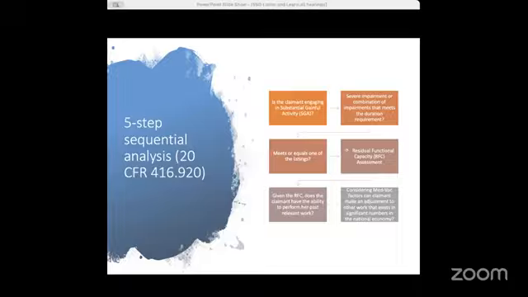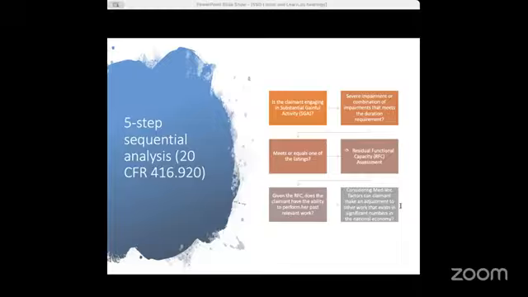So if the answer is yes, you can still do your past work, then they're going to find that you're not disabled. But if the answer is no, you cannot still do your past work, you're going to move on to the last and final step. And step 5 is considering your residual functional capacity and your other medical vocational factors.